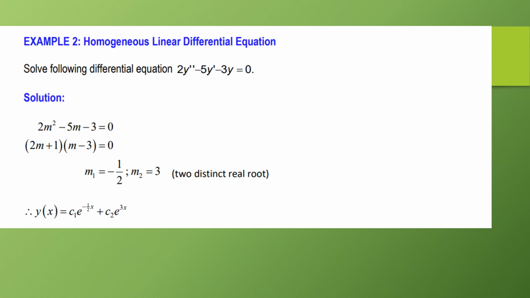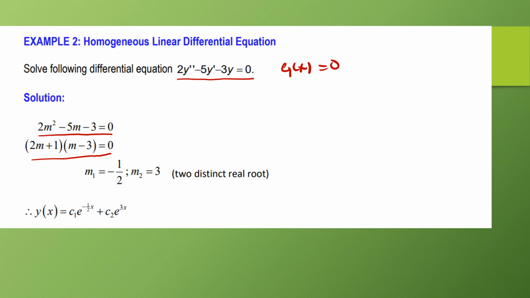In this example, we need to solve the following differential equation, which is 2y double prime minus 5y prime minus 3y equal to 0. It is still a homogeneous linear differential equation because our g of x equal to 0. Based on this equation, we can form the auxiliary equation, which is 2m squared minus 5m minus 3 equal to 0. This equation can be factorized, and we have 2m plus 1 times m minus 3 equal to 0.